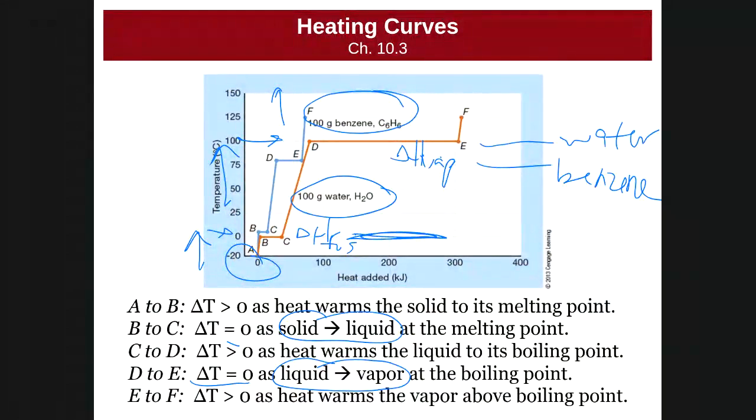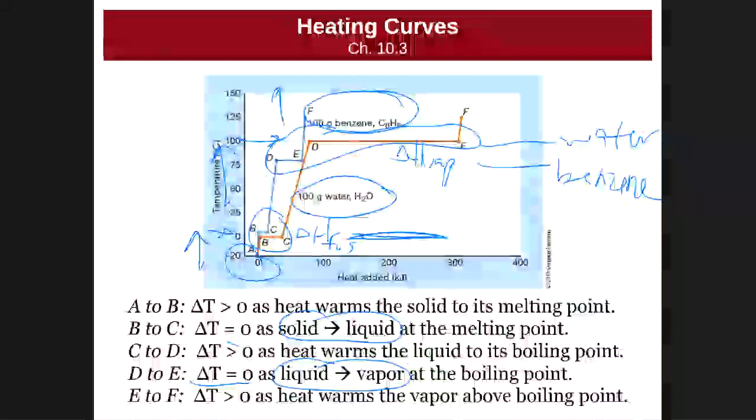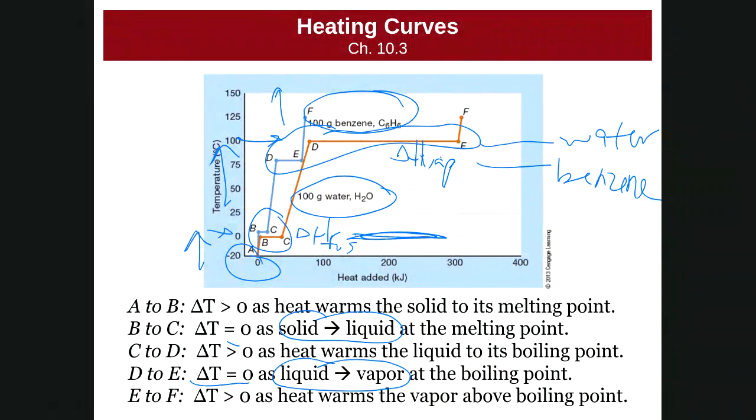We also can learn about the delta H of vaporization and fusion. The delta H of fusion for water is a little bit bigger. The line is a little bit longer in the horizontal for water than for benzene. And the delta H of vaporization is a lot bigger for water than benzene. The horizontal line is a lot longer. You need to add a lot more heat before you can start increasing in temperature again.